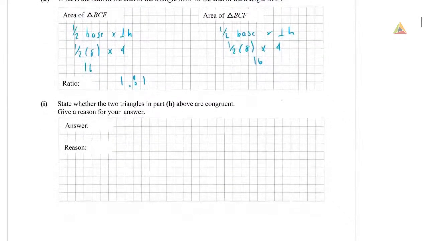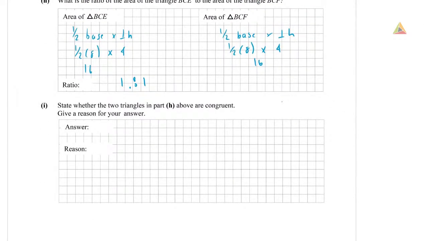Last part of that question. State whether the two triangles in part H are congruent. Give a reason for your answer. Okay, so congruency means the same size and shape. Now, for something to be congruent, you can use 4 different proofs. You can either use 3 of the same sides, so SSS. You can use SAS, which is side, an angle in between, and another side. Angle, side, angle, or right angle, hypotenuse, and another side. So they're the 4 proofs that you can use for congruency.